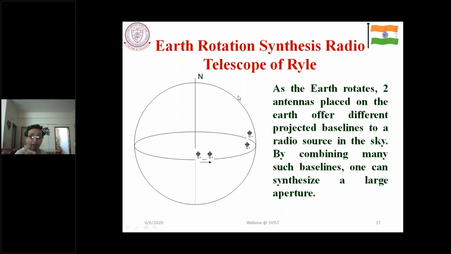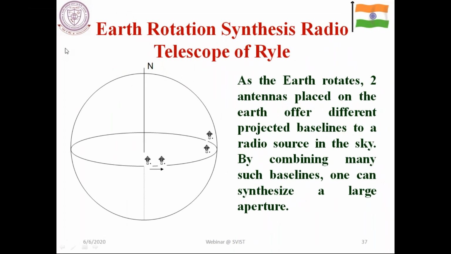So what do I have to do? As the baseline is a function of time, your resolution will also become a function of time, right? So since this has to be dealt with, you have to make an antenna array in such a way that it will cover some kind of uniform area. And so what has been done?